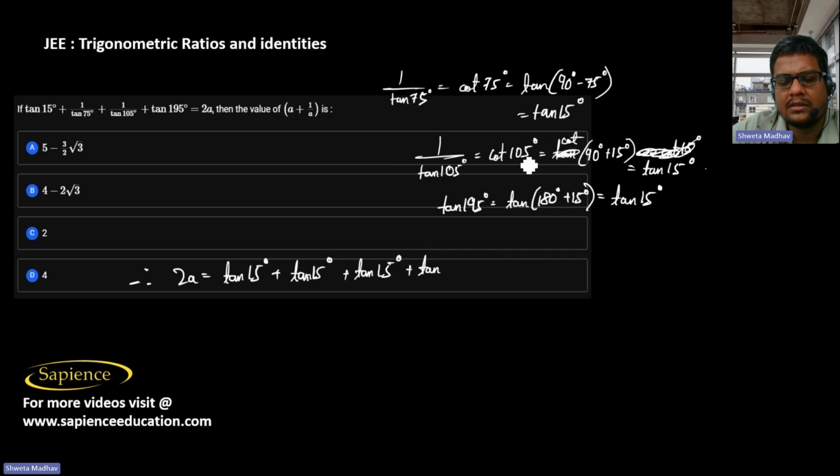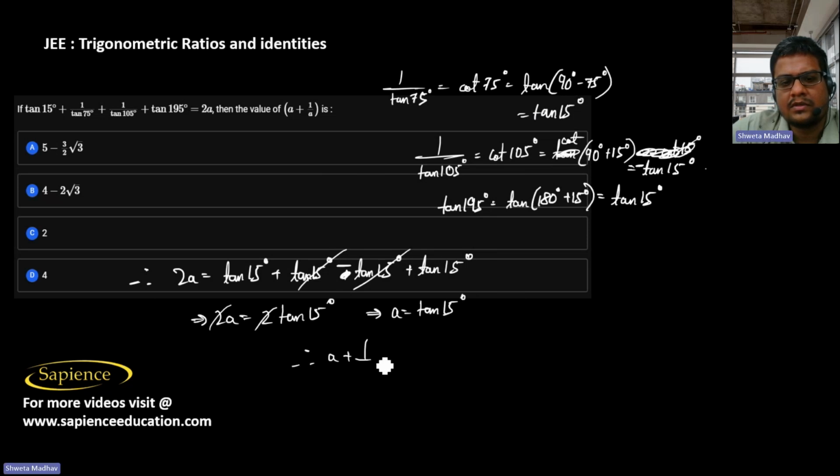Sorry, here in the second quadrant cot is negative, so it will be minus tan 15. So 1 by tan 105 is minus tan 15, and this is tan 15. So these two will get cancelled. So I can say 2a is equal to 2 tan 15 degree. So a is nothing but tan 15 degree.